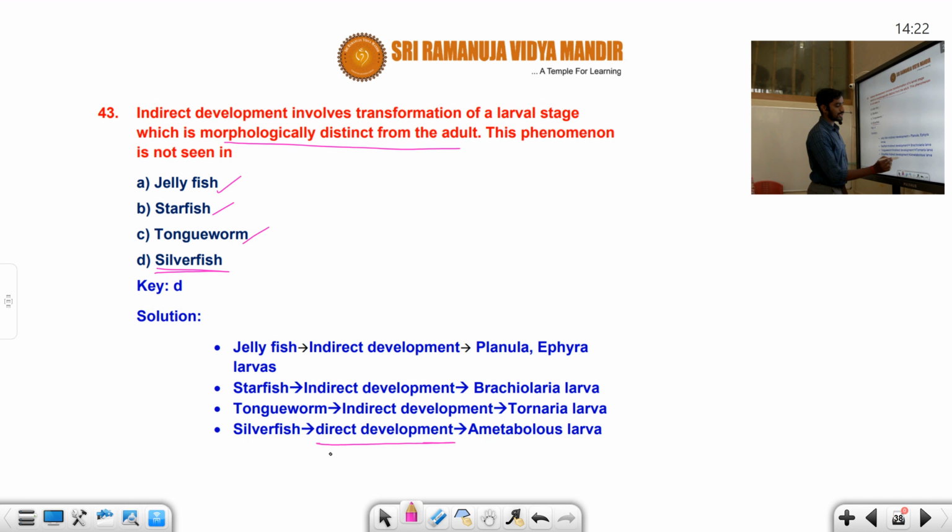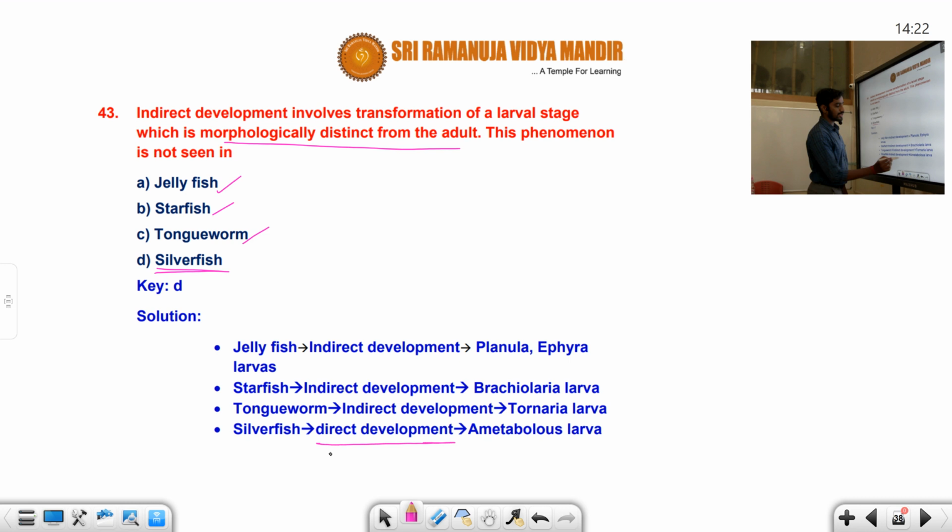It is a direct larva, and this larva resembles the adult one. Indirect development involves the transformation of the larval stage, which is morphologically distinct from the adult one. So this larva is not morphologically distinct from the adult of the silverfish. That is why D is the correct option. Question 43, D is the correct option, students.